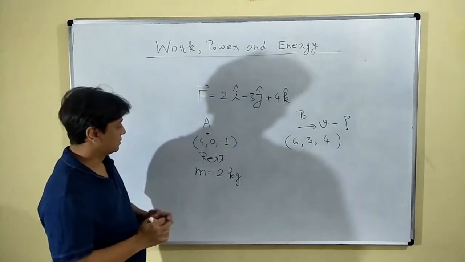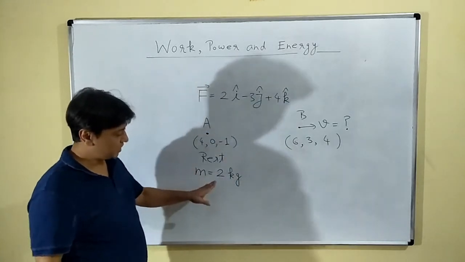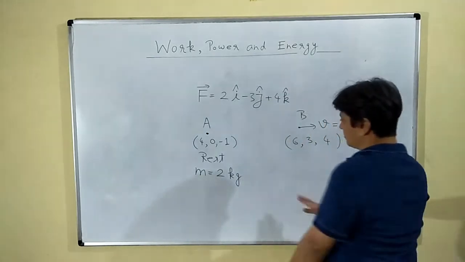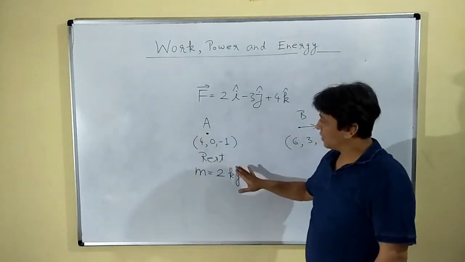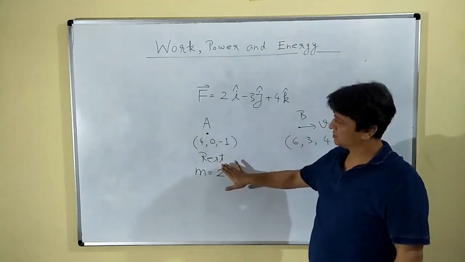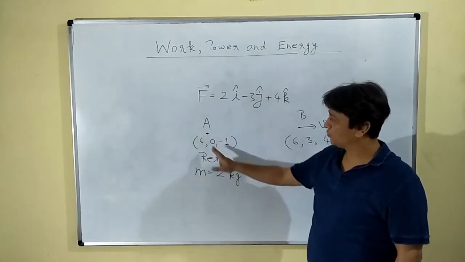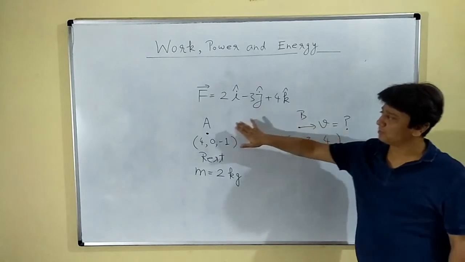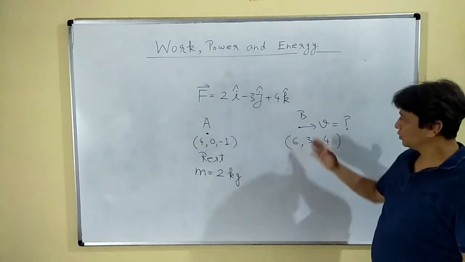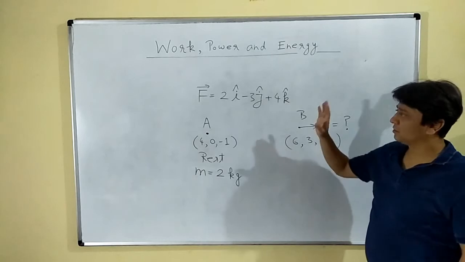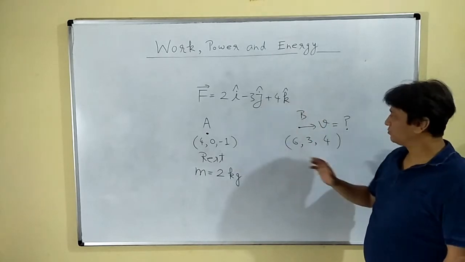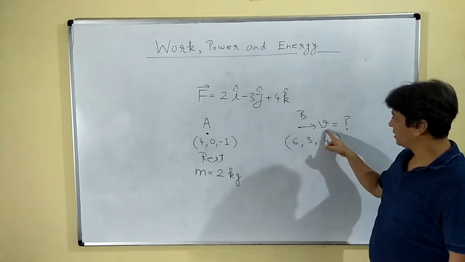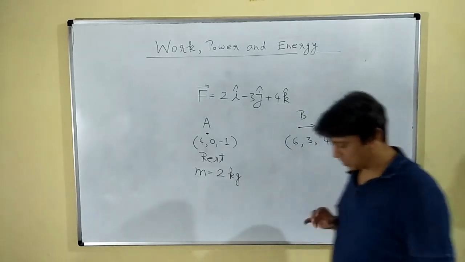Now look at the question. An object of 2 kg, when it is at A, is at rest. Coordinates at A are 4, 0, minus 1. This force moves it from point A to point B with these coordinates, and because of the force, the object has gained some velocity v. The aim is to find this velocity.